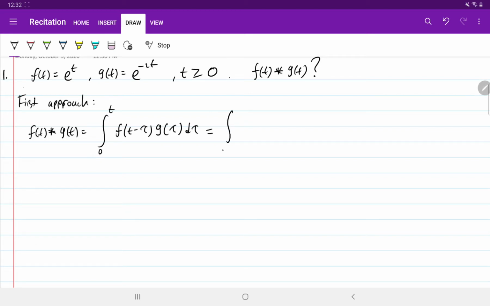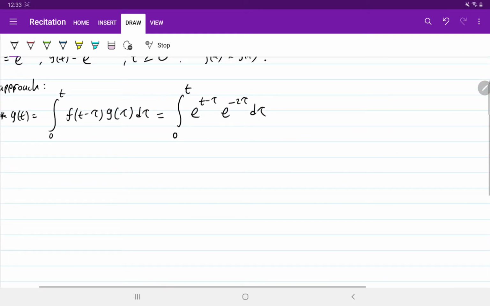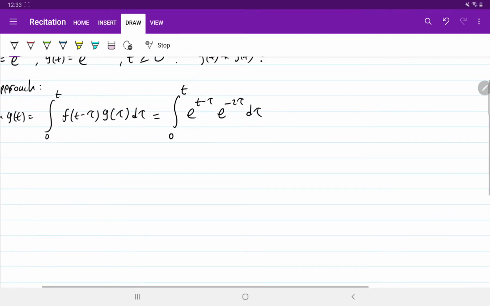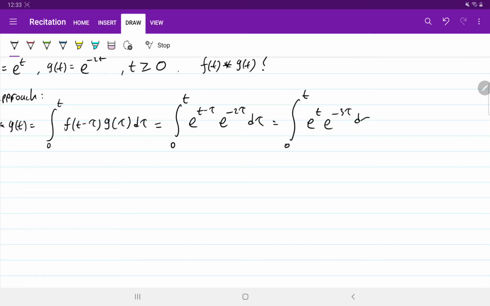So let's just substitute the functions. We have e^(t - tau), and then g is e^(-2 tau). This should be tau, and d tau. Okay, from here we have the integral from 0 to t of e^t e^(-3 tau) d tau.